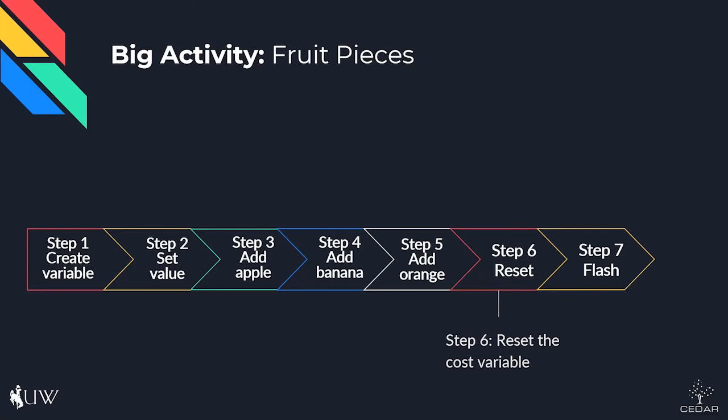Step 7. Let's flash our microbit. Congratulations! You have made a price counter for fruit. Got apple on A, banana on B, and orange on A and B, and then shake to reset. Let's move on to the second activity.